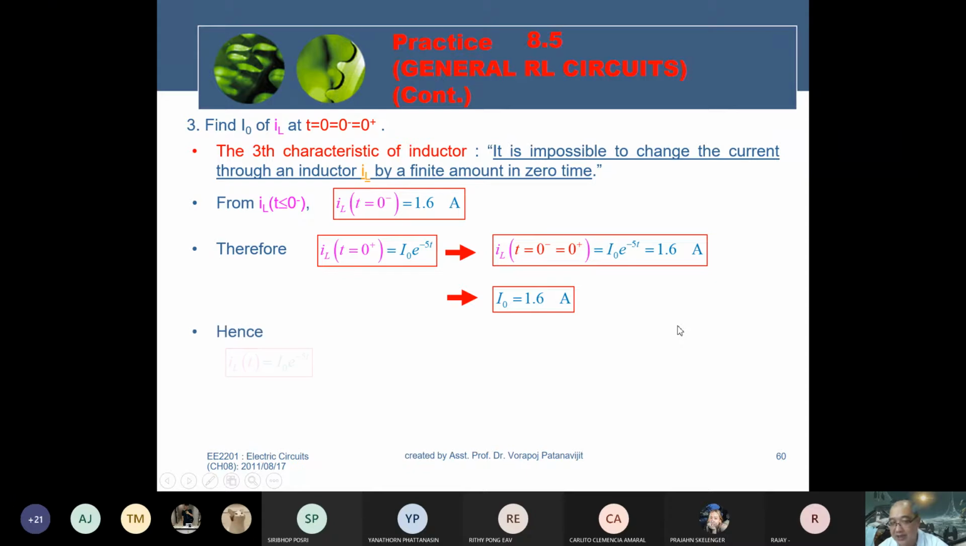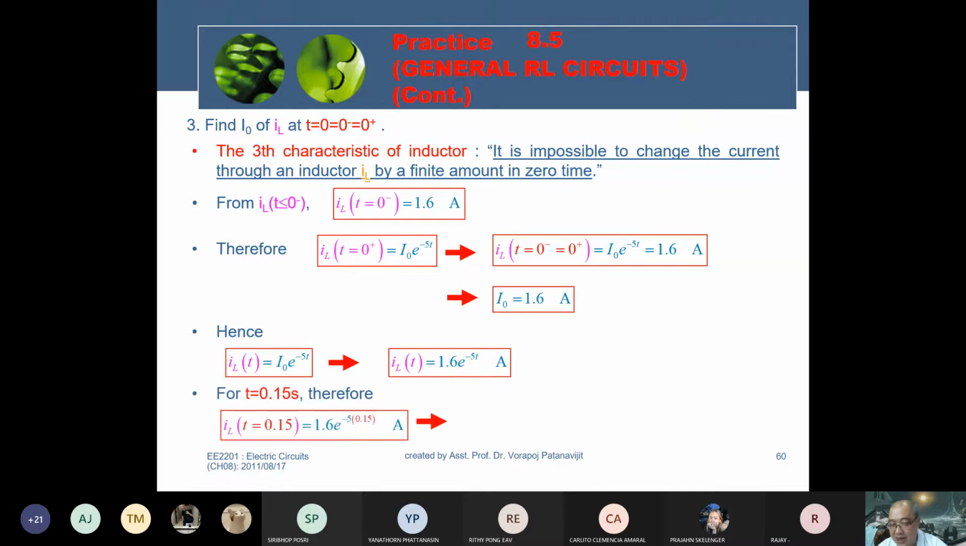After you get 1.6, you substitute it back in the general solution of the inductor current. You get IL equal to 1.6 e power minus 5t. Now, if the question asks you for the inductor current at time equal to 0.15 seconds, substitute it in this step. You get the inductor current at that time equal to 0.756 amp. Now it is finished.